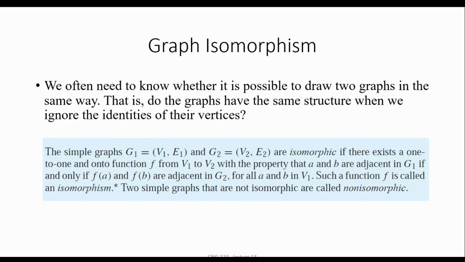Okay, we needed this part of the definition related to adjacent vertices so that we can talk about graph isomorphism. So we often need to know whether it's possible to draw two graphs in the same way. That is, do the graphs have the same structure when we ignore the identities of the vertices or not? So it means that when you have two graphs with specific vertices and they have specific titles too, they have different names like A, B, C, D, or they have names as numbers and we call them titles. So in terms of their structures, whether they are isomorphic or not, that's what we are talking about in terms of graph isomorphism.